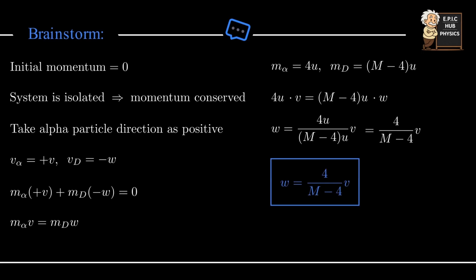What did we do? First, we recognize that the nucleus was initially at rest, so the total initial momentum of the system was 0. Then we used the principle of conservation of momentum, since the system is isolated. Next, we expressed the masses of the alpha particle and the daughter nucleus using their mass numbers. Finally, we substituted these values into the momentum equation and rearranged to obtain the expression for the recoil speed.